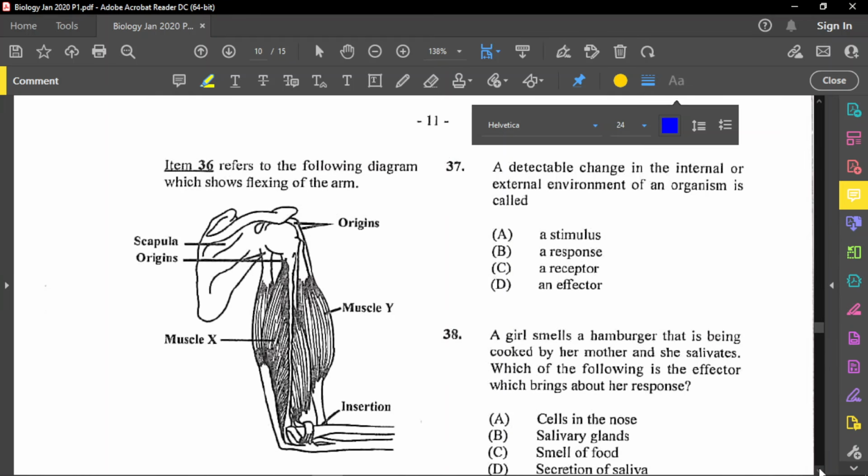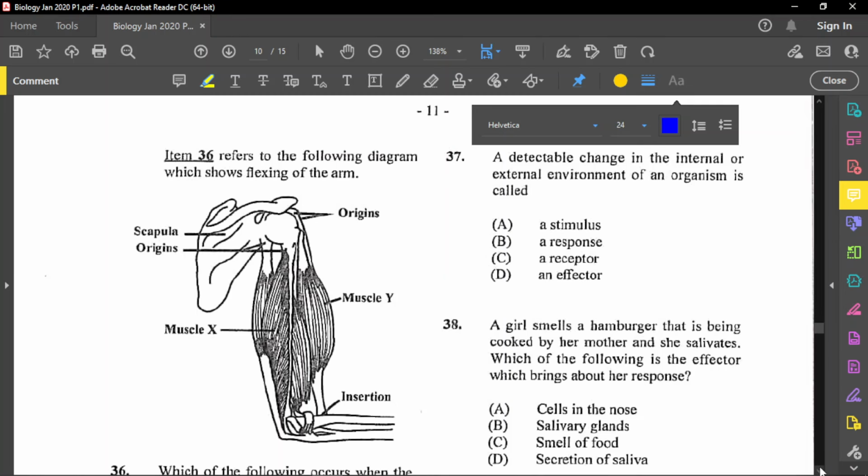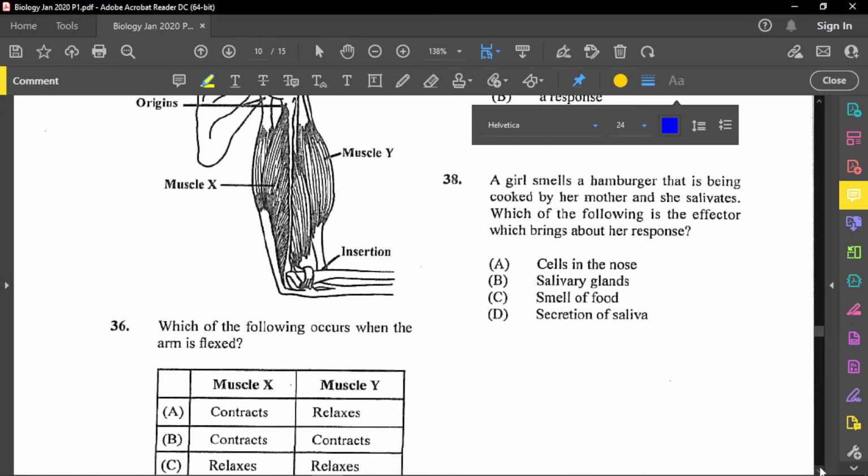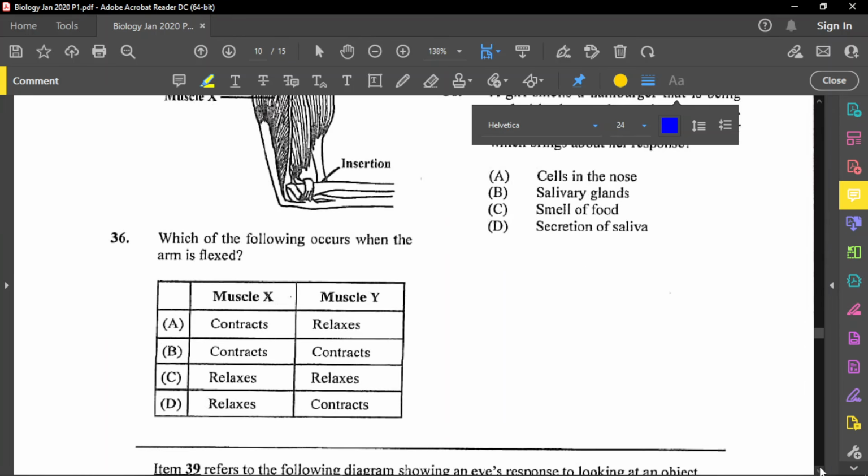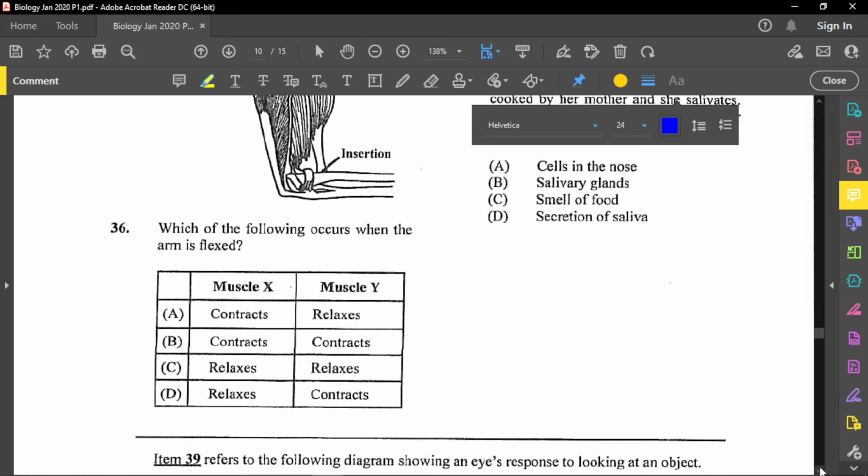So 36 says, refer to the following diagram, which shows the flexing of the arm, and flexing is when you pull your arm up, just to make mention of that, right? And so you have muscle Y and muscle X. Muscle Y is the bicep and X is the tricep. Which of the following occurs when the arm is flexed? Flex brings up the arm. So here, for 36, it's relaxing of X, which is the tricep, and the contracting of Y, which is the bicep. So 36 is D. All right, let's go to 37 now.